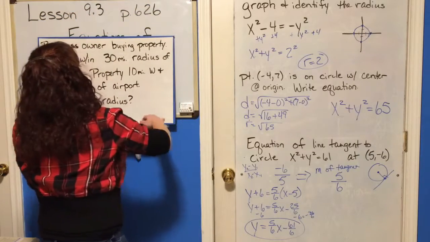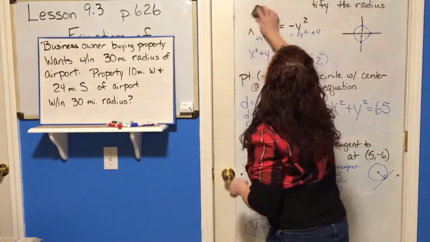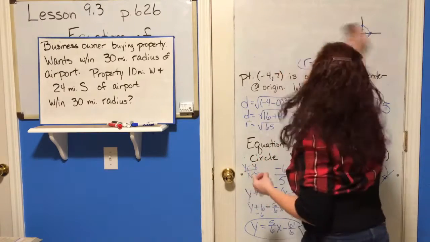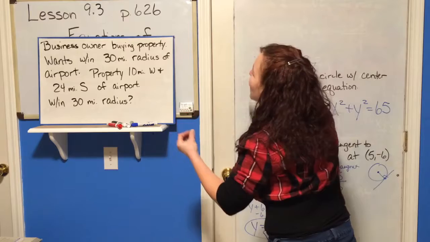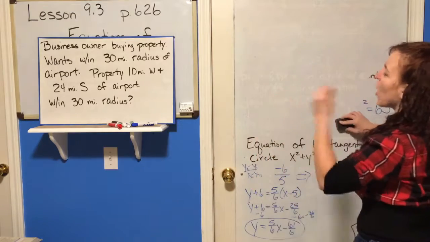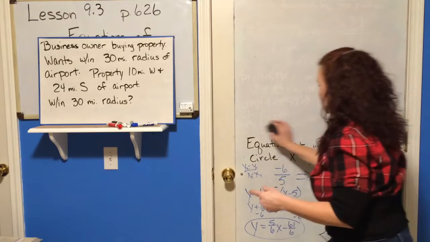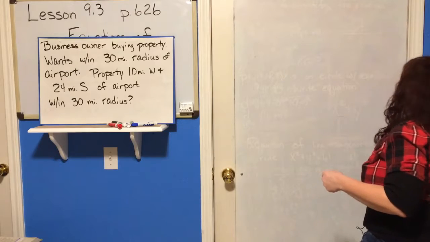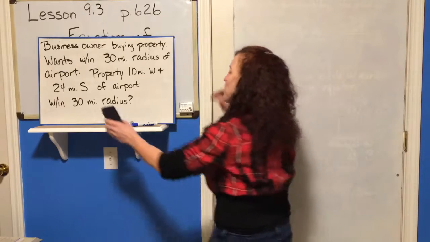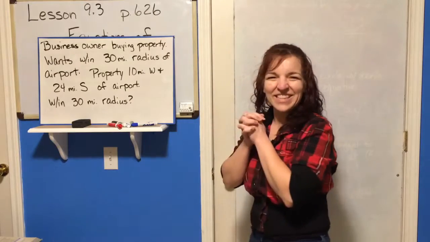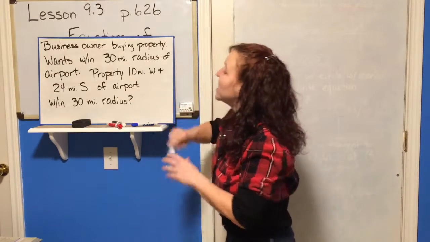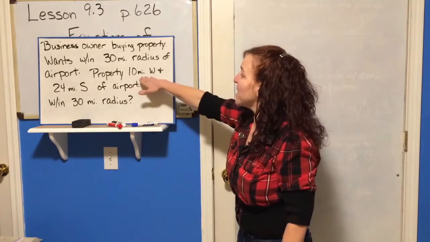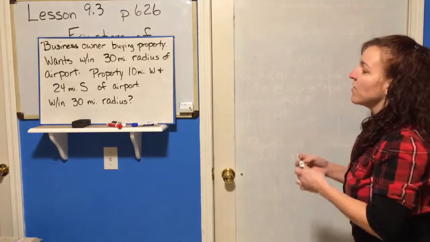Okay, so here we go. We've got a business owner, and this business owner is buying property. This business owner wants to make sure that her property is within a 30-mile radius of the airport. She wants to make sure that she can get to that airport quickly to get her product. So she found some great property, 10 miles west, 24 miles south of the airport.